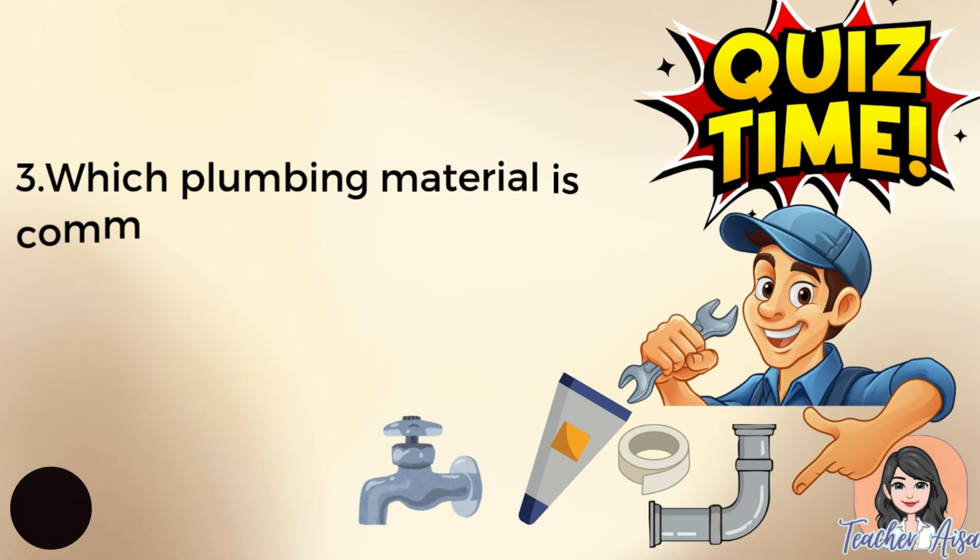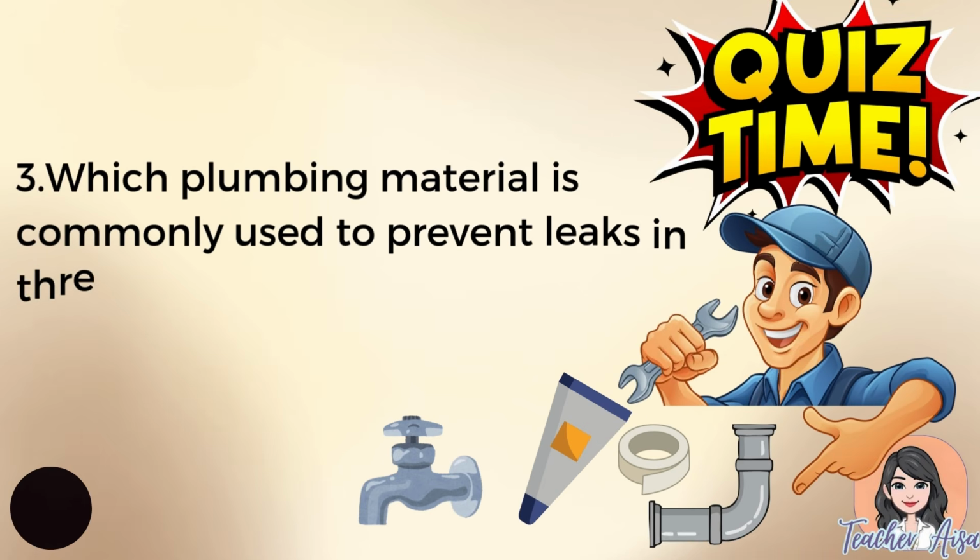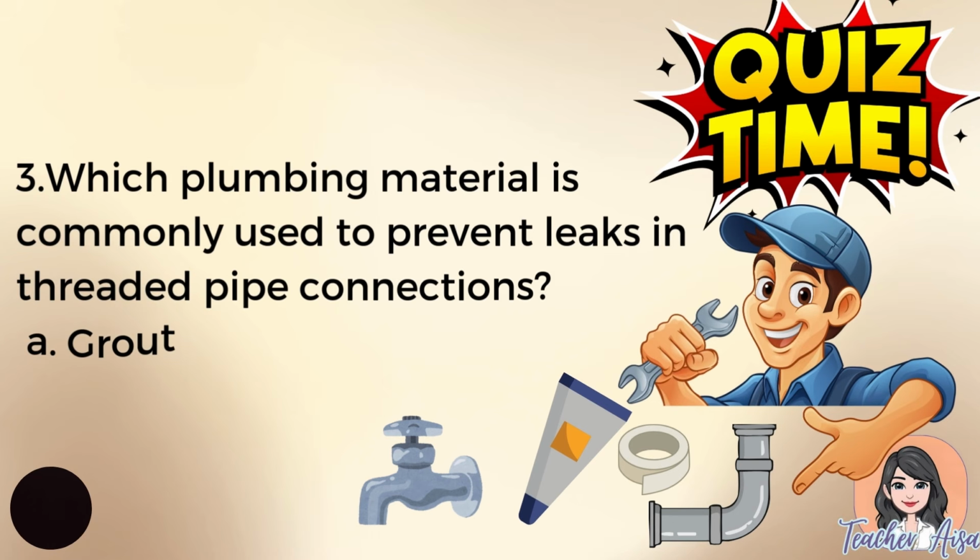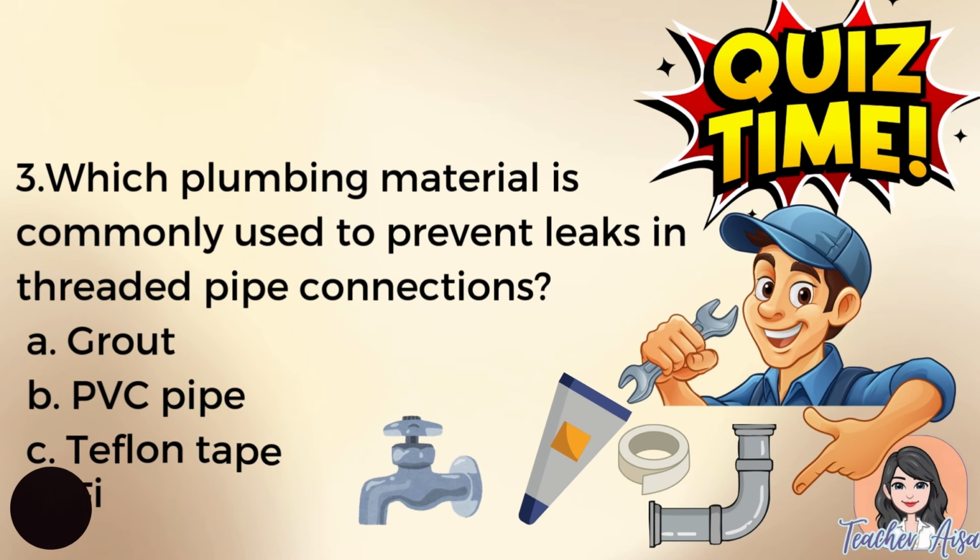3. Which plumbing material is commonly used to prevent leaks in threaded pipe connections? A. Grout. B. PVC pipe. C. Teflon tape. D. Fixture.